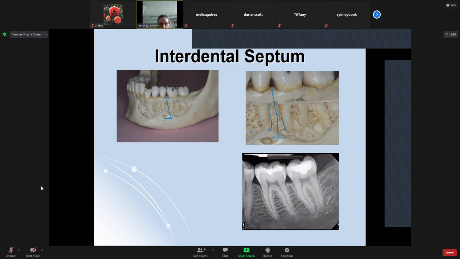And then if you notice, here's a radiograph, you should be able to identify the interdental septum. Here's one, and here's another shown. And on an x-ray, again, you can see all the spongy bone, the trabeculae, the white lacy areas separated by the black areas, the marrow spaces.